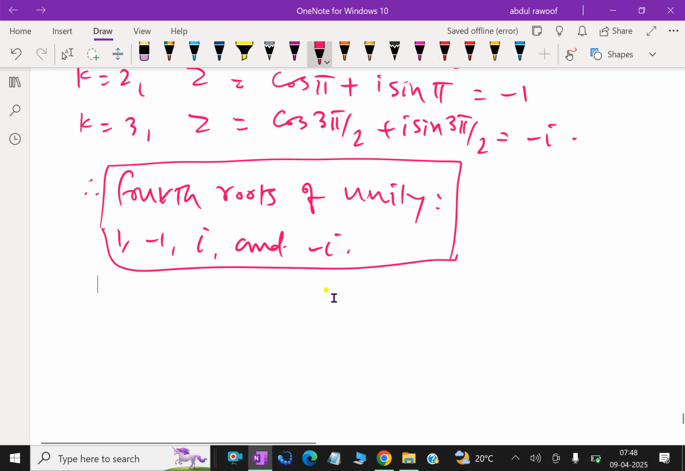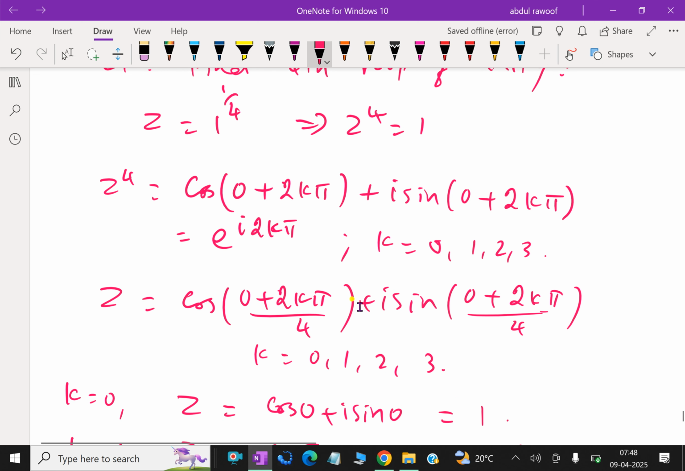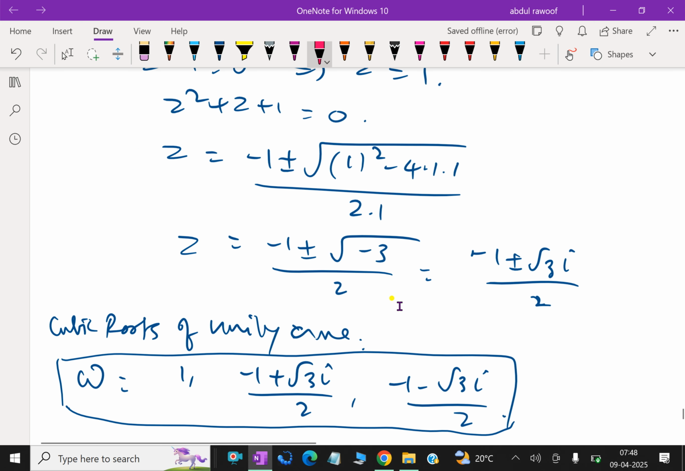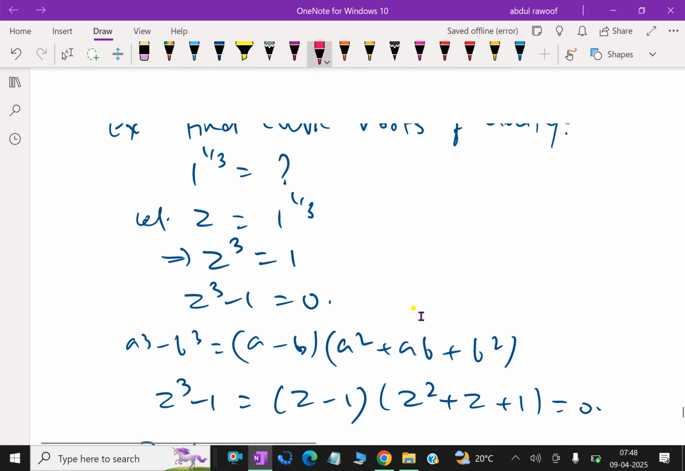So far we discussed the nth root of unity and some example problems, the cube roots of unity and the fourth roots of unity.